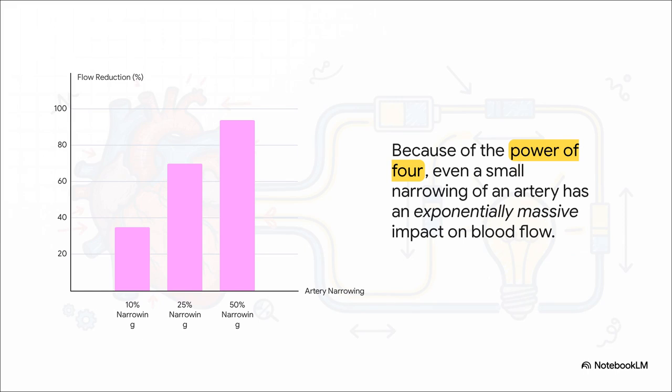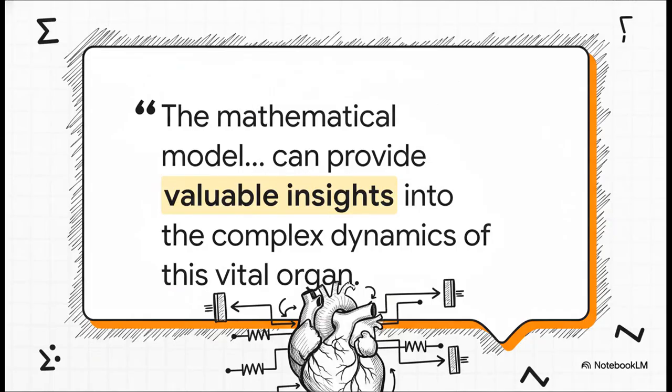Here's what that exponential relationship looks like in the real world. A tiny 10% narrowing in an artery, something you'd probably never even feel, slashes your blood flow by over a third. A 25% narrowing, that wipes out a staggering 70% of the flow. And if an artery is blocked by 50%, you'd think flow would be cut in half, right? Wrong. It causes a 94% reduction. The vessel becomes almost completely useless. It's just incredible. And that brings us right back to where we started.